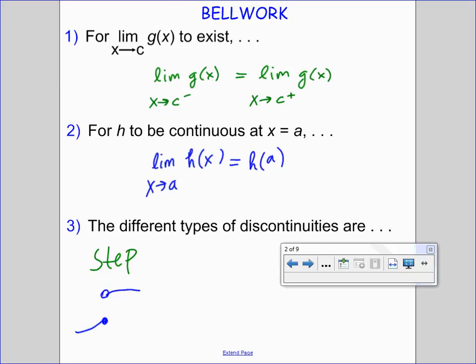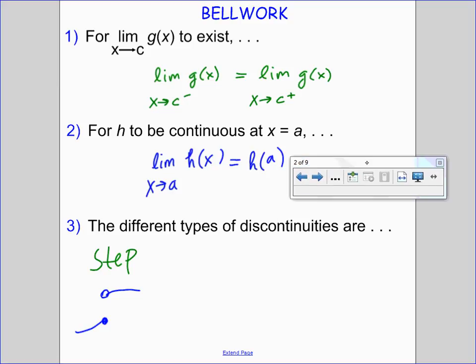the only way to continue along that function would be to lift up your pencil and go to the next level or down to the next level to continue on. In this case, the function could or could not be defined at x equals c. However, we know for sure that the overall limit does not exist because the left-hand limit does not match the right-hand limit. What's a different kind of discontinuity that we've encountered? Jake? Infinite. An infinite discontinuity. Thank you.